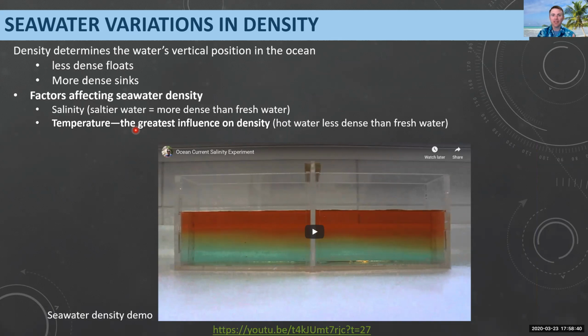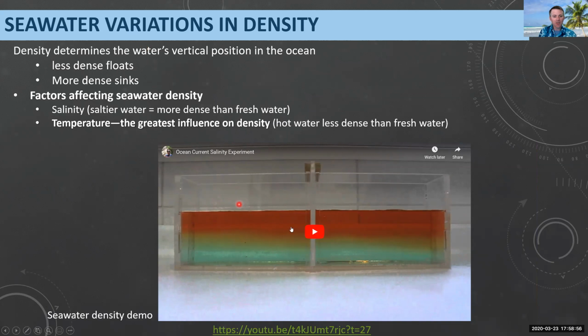However, it turns out that temperature is the greatest influence on density, all right? Temperature is the greatest influence. So hot water is way less dense than cold water, and hot water floats, cold water sinks, like I was telling you with that thermocline.